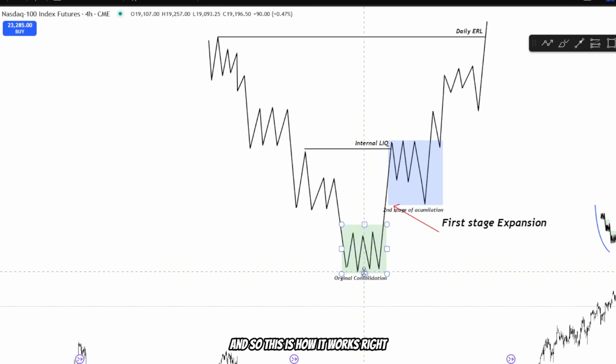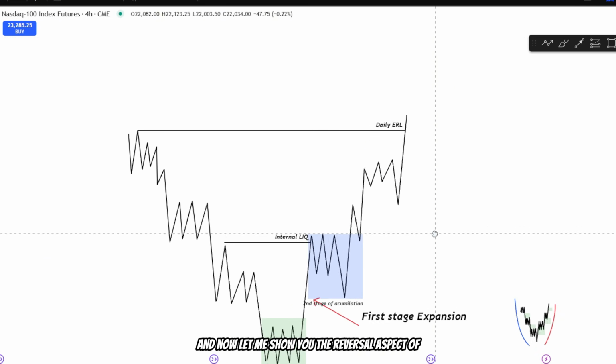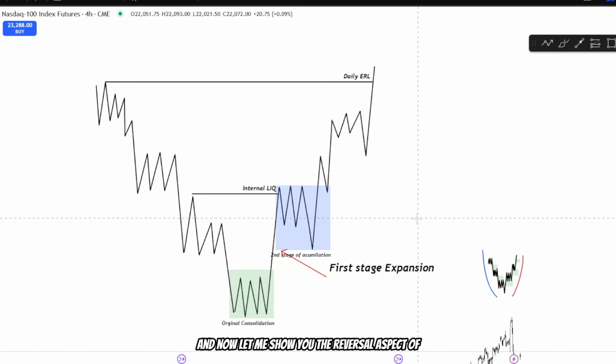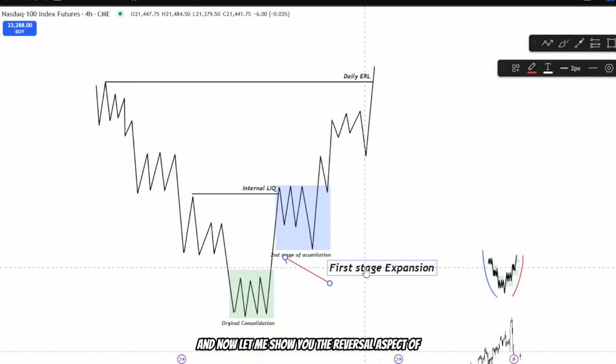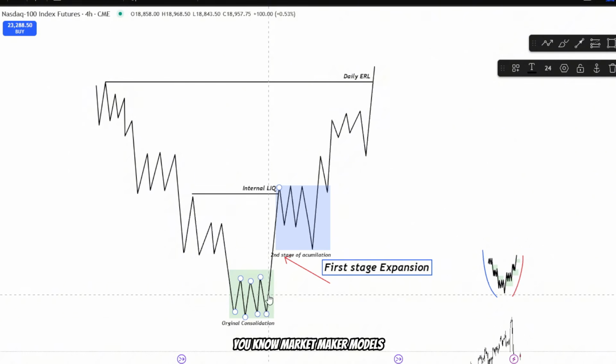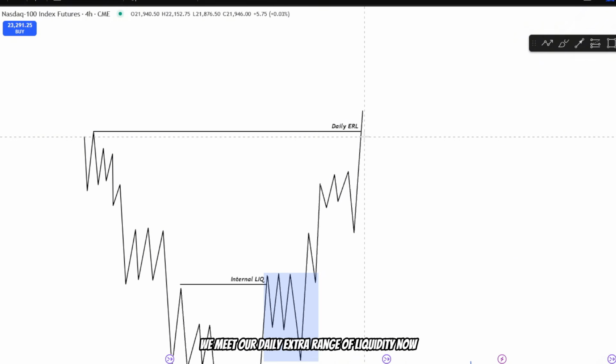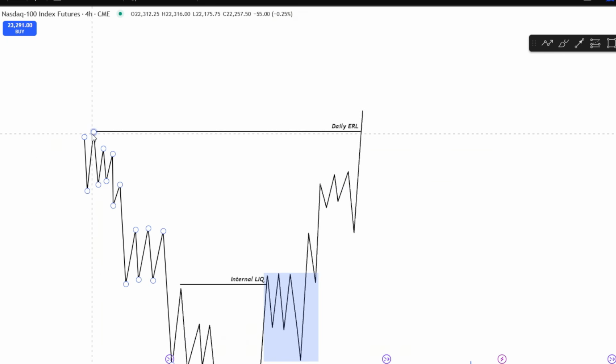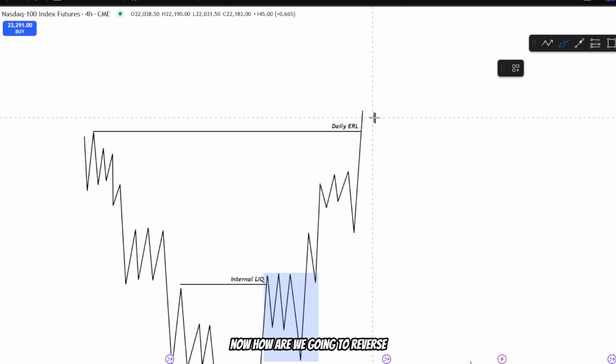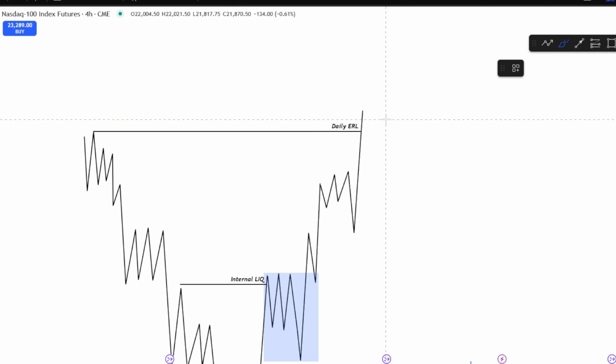And so this is how it works, right? And now let me show you the reversal aspect of market maker models. So you can clearly see we meet our daily external range of liquidity. Now we met the sell side of the curve, right? Now, how are we going to reverse?